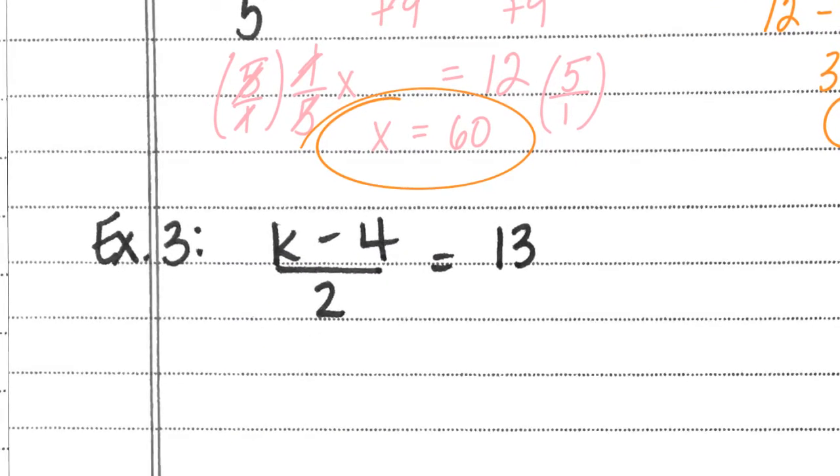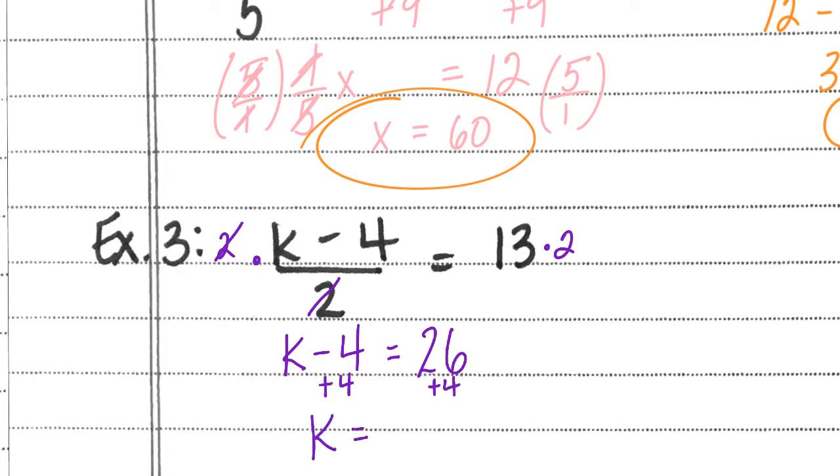Every once in a while, you get some that look a little different. Notice that all of k minus 4 is being divided by 2. Since all of k minus 4 is being divided by 2, in order to get rid of that 2 which is being divided, that's the furthest thing away from the variable, I have to get rid of that first. So I'm going to multiply each side through by 2 first. k minus 4 is equal to 26. And when I add 4 to each side, k is equal to 30.